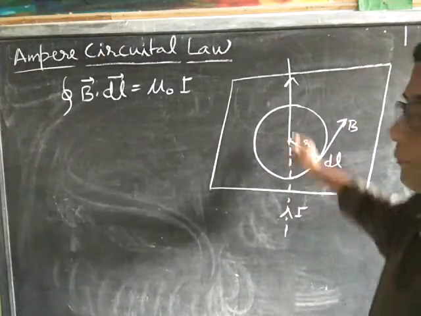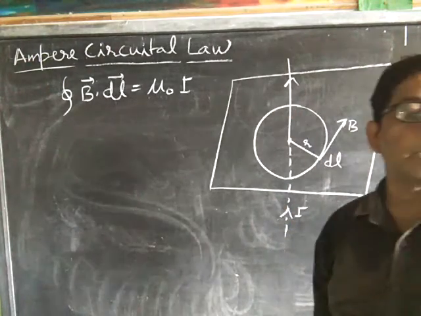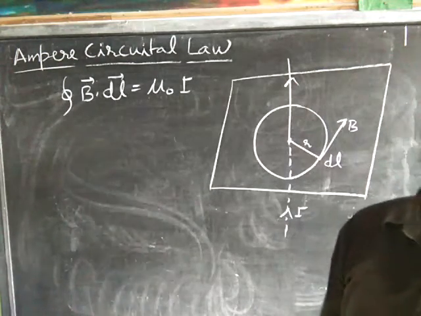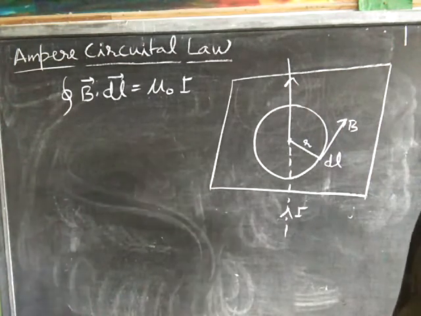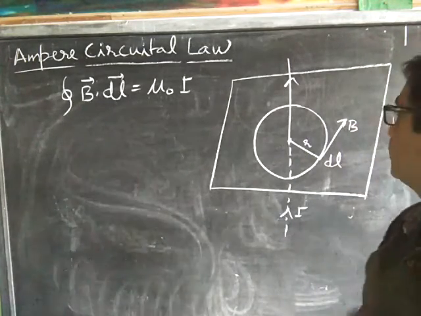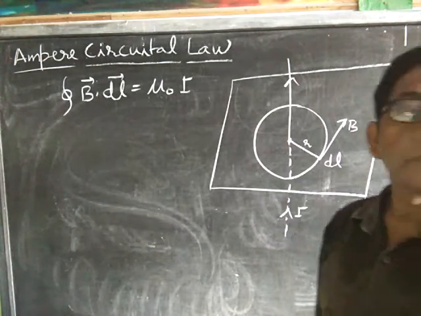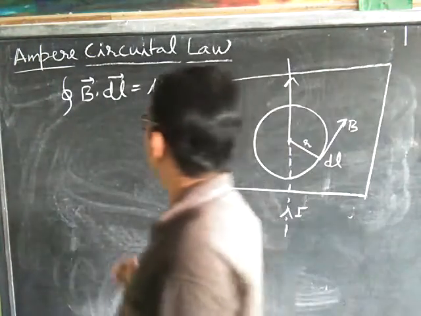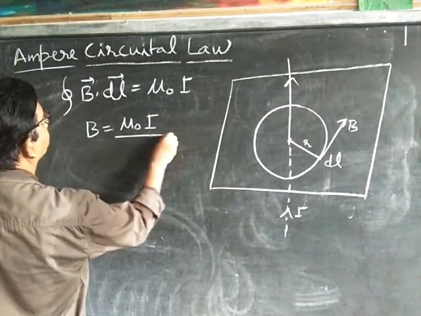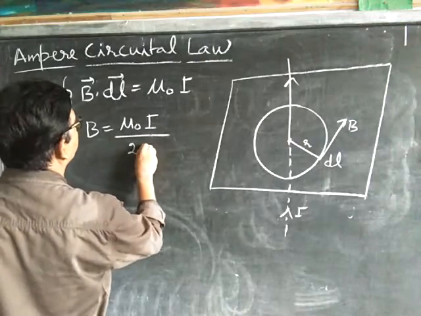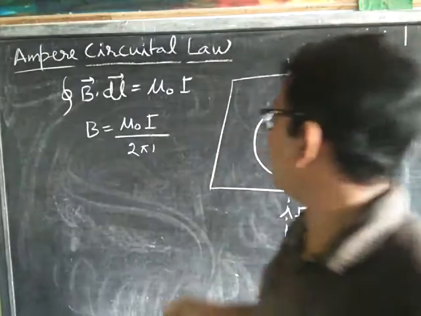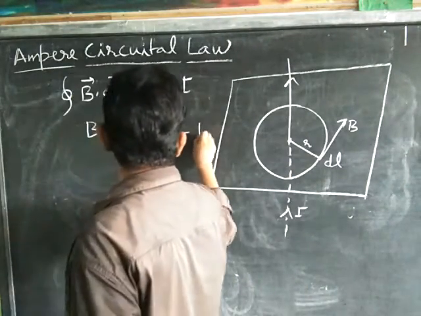Consider an infinitely long straight conductor carrying current I. By the Biot-Savart law, the magnitude of the magnetic field B due to the current carrying conductor at a point at a distance r from it is given by B is equal to mu 0 I upon 2 pi r. This is my first equation.